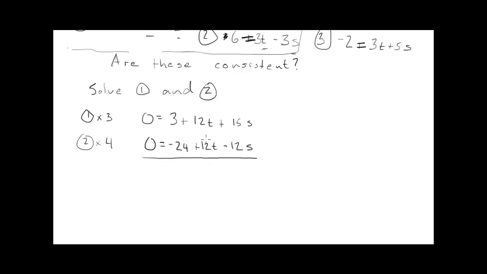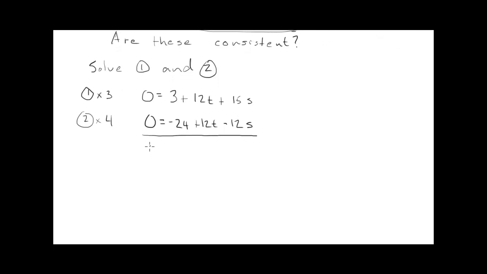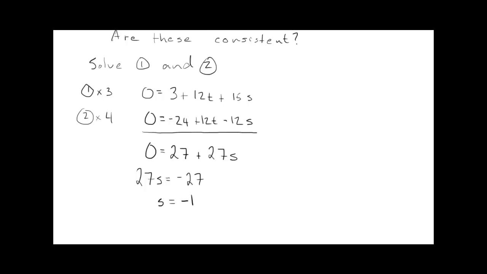And then what we're going to do to eliminate the t's is subtract these two equations. So 0 equals 27, no more t's, plus 27s. So that means 27s is equal to minus 27. Divide both sides by 27. s is equal to negative 1.